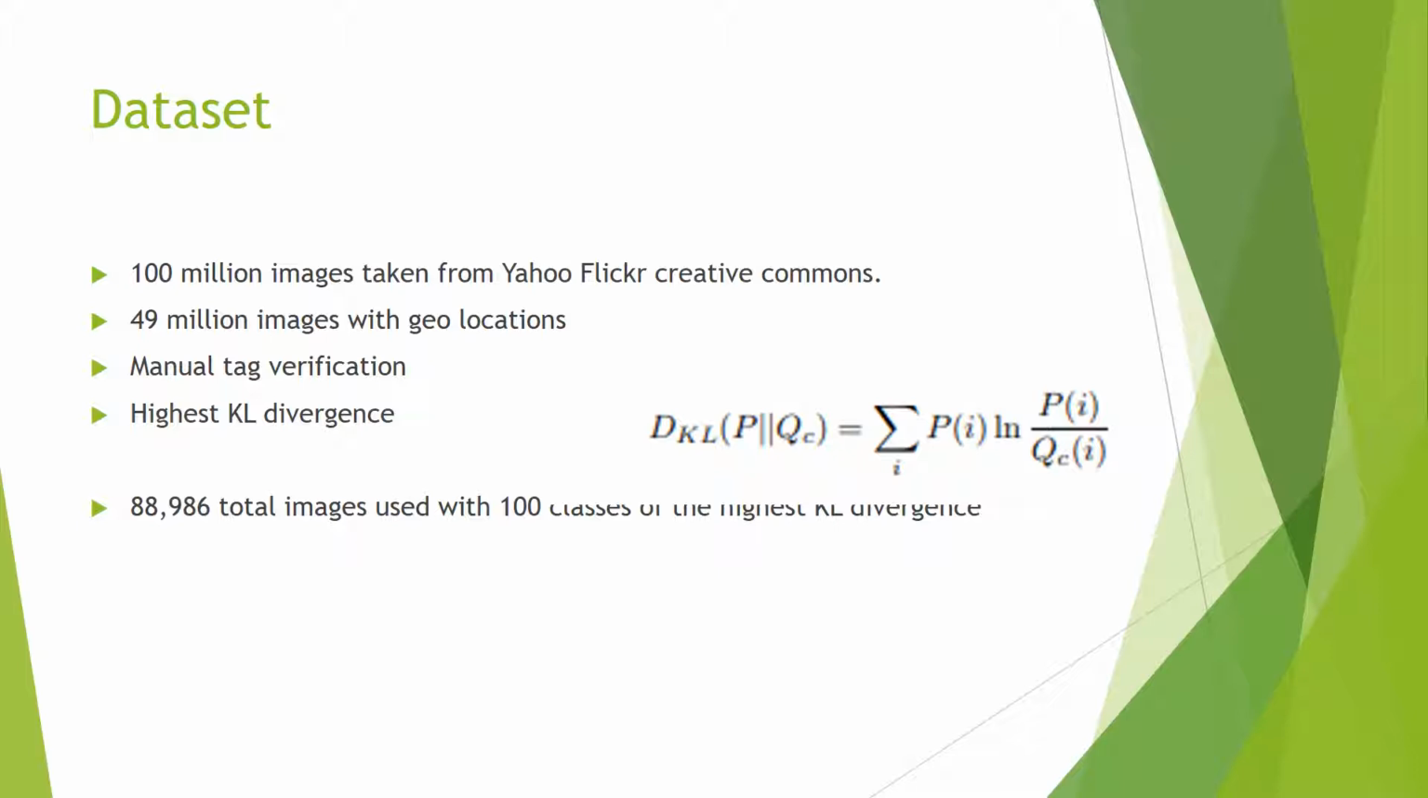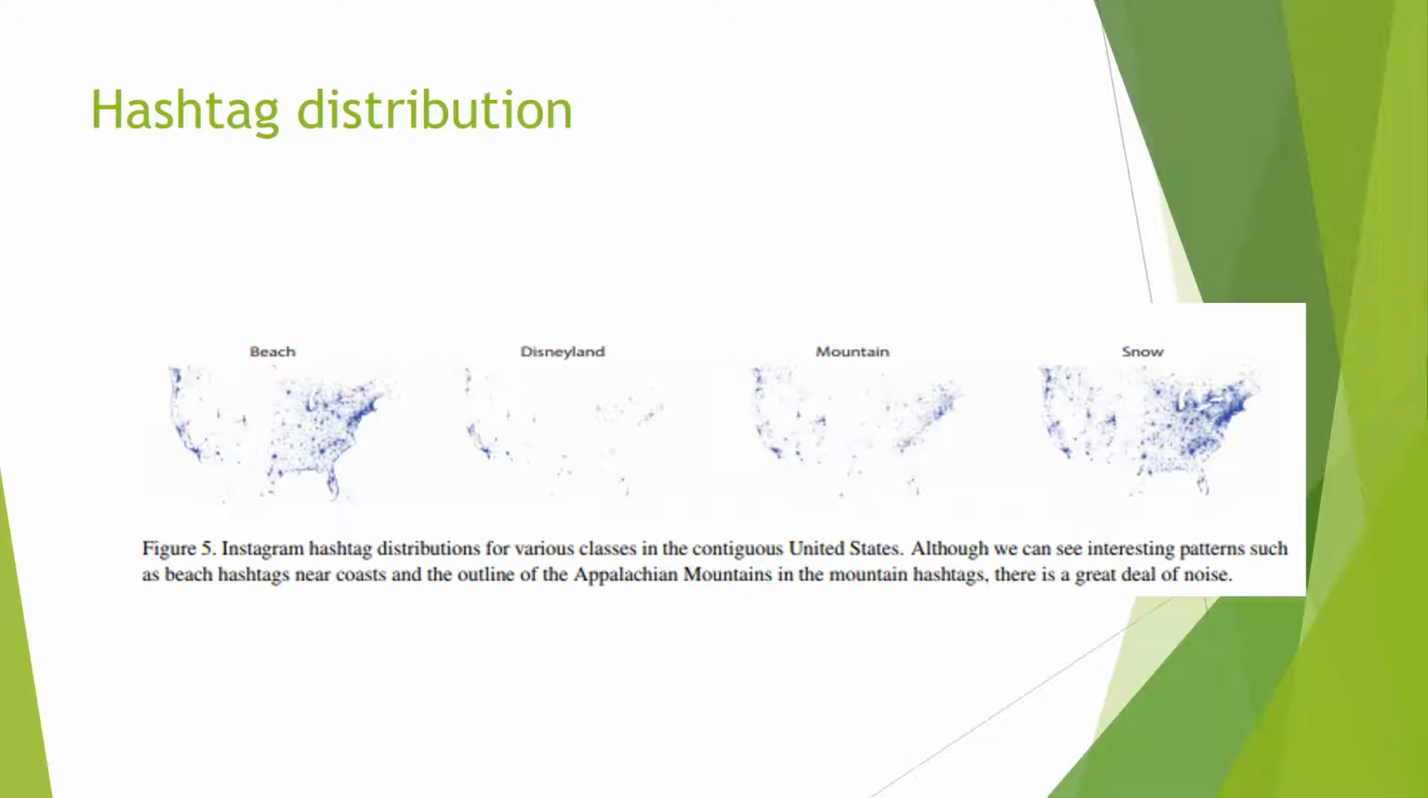By using the Kullback-Leibler divergence, a comparison was made between the normal geospatial distribution of all images and the geospatial distribution of a particular tag. The resulting dataset contained 88,896 manually verified images with the highest KL divergence. Here we can see the tags with the highest KL divergence, location-specific places such as beaches, Disneyland, mountain, or snow.